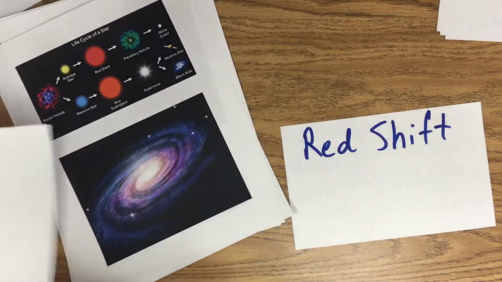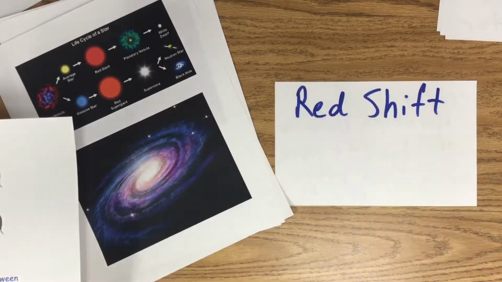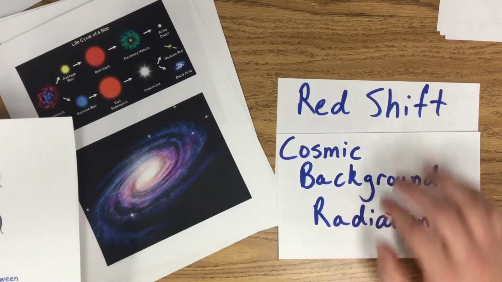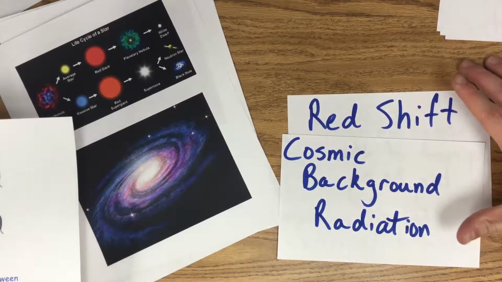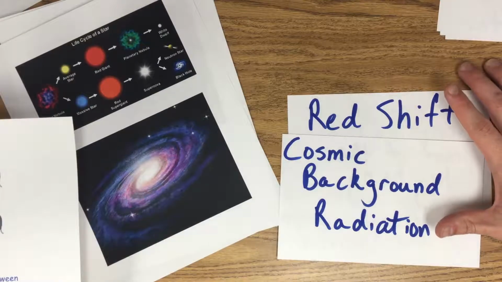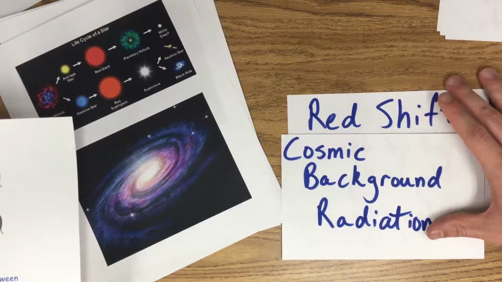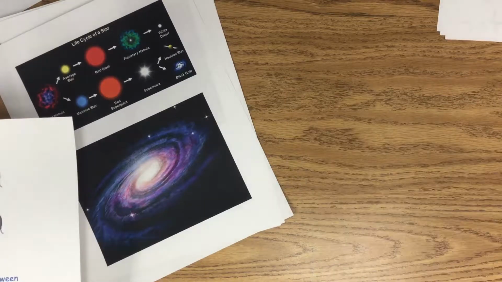So, two pieces of evidence of the Big Bang: redshift, the universe is expanding, and cosmic background radiation is proof that the universe is 13.8 billion years old and released a bunch of energy.